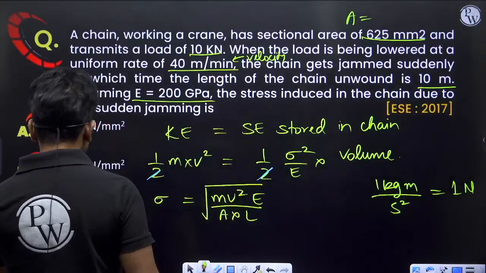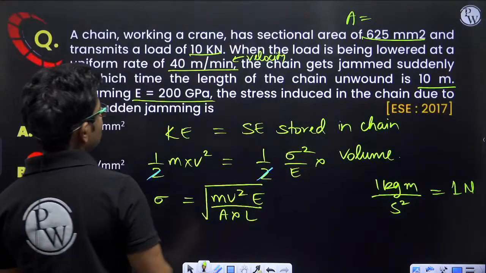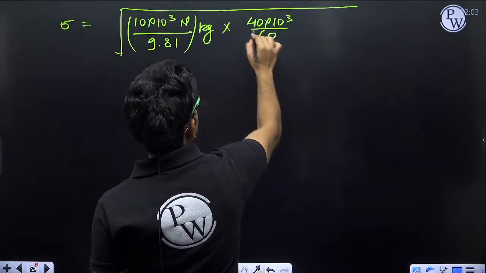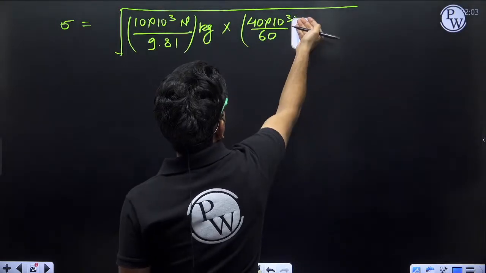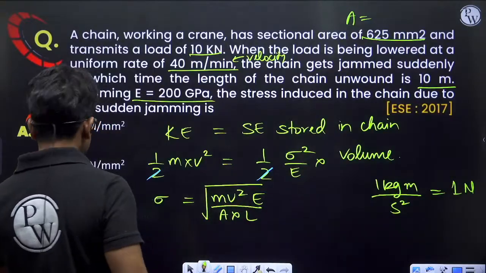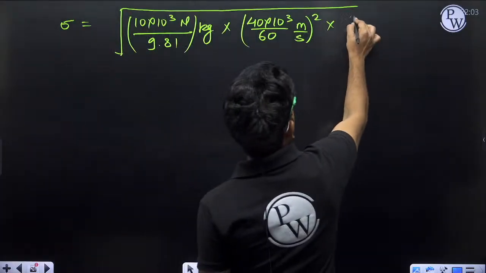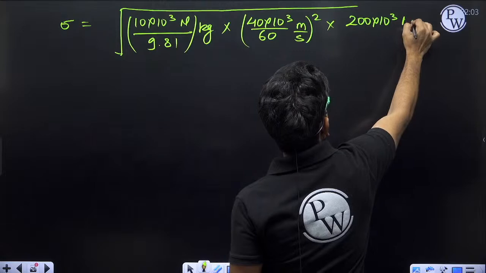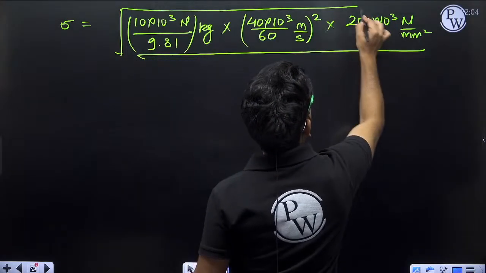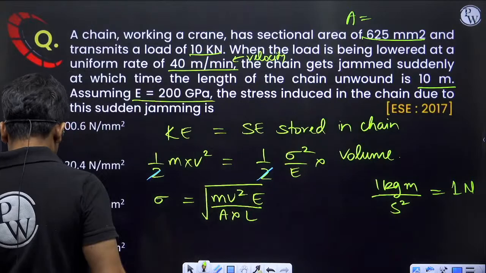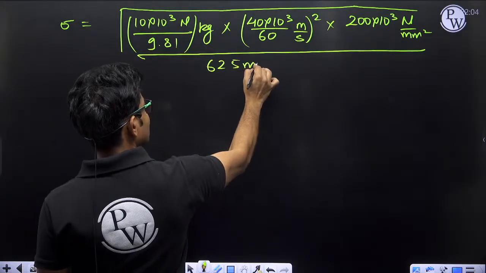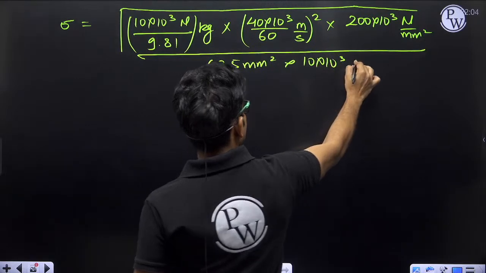So mass into velocity square. What is the value of velocity? Velocity is 40 meter per minute. So let us convert this into 40 into 10 to the power 3 divided by 60 seconds. So this is mm per second, and whole square, into Young's modulus. Young's modulus is 200 gigapascal, so 200 into 10 to the power 3 Newton per mm square, whole upon A into L. What is the value of area? 625 mm square, into length 10 into 10 to the power 3 mm.